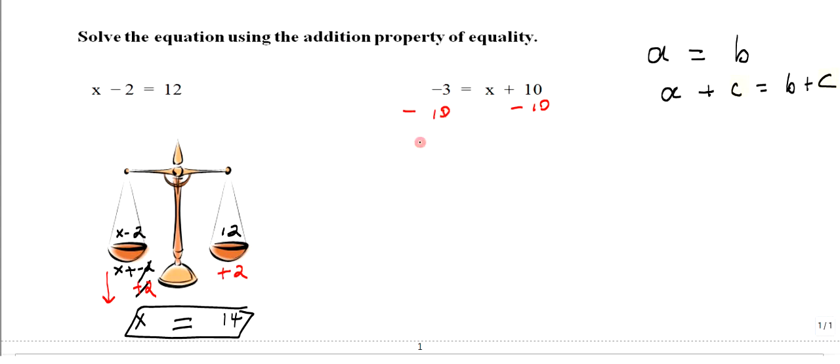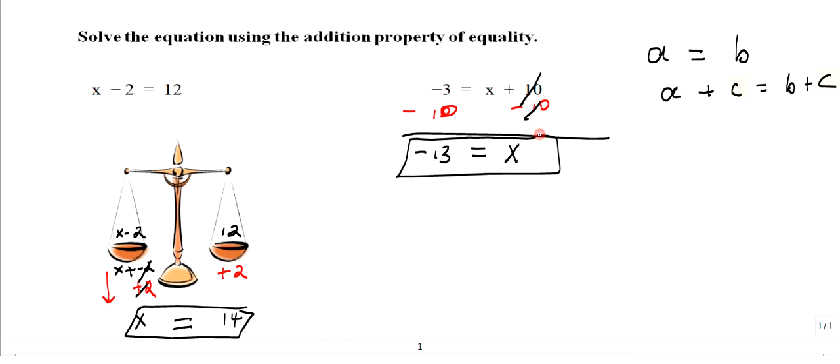So when I do that subtraction, draw my line there to indicate that I'm going to combine these two, they cancel out. I'm going to bring down my x. And over here, negative 3 minus 10. So watch our signs carefully. Negative 3, take away 10, we've got a negative 13. So this equation has a solution x equals a negative 13.